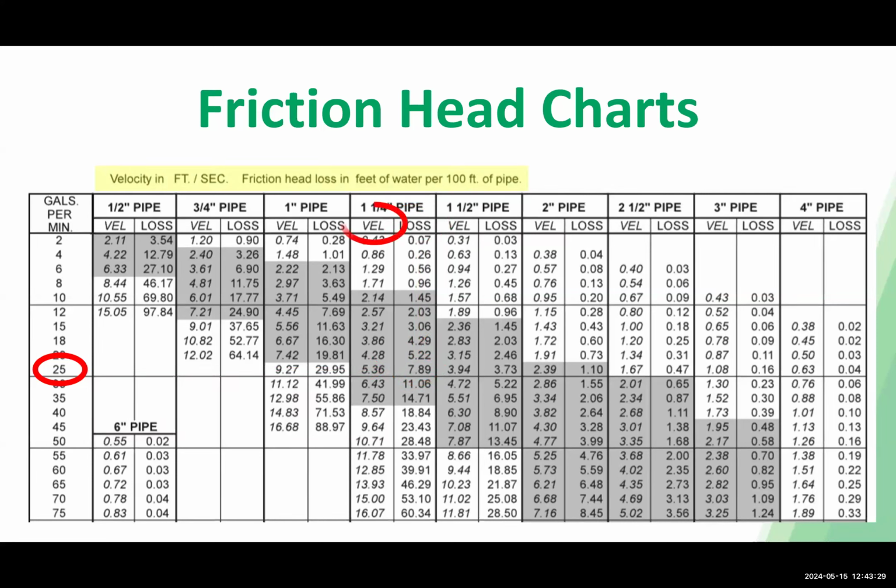And then you also should check your velocity. We're in that gray box, 5.36 feet per second. So that's pretty close to that 3 to 5 feet per second range that we recommend. So that's good to go.